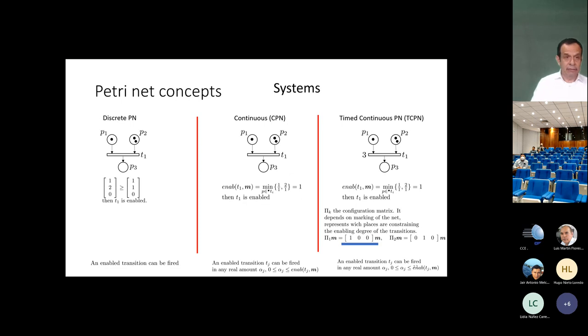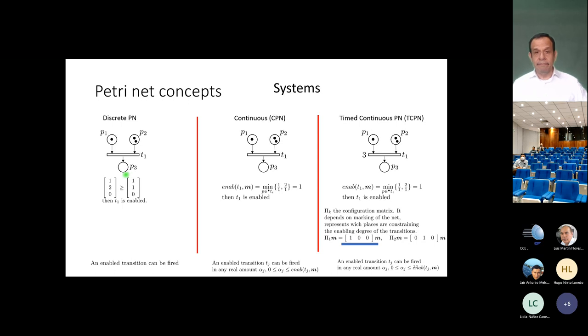Okay, there are some examples here. This transition in the discrete case is enabled because the weight of the arcs joining P1, P2, and P3 is represented in this vector: 1 for P1, 1 for P2, and 0 for P3, because there is no arc joining P3 with T1. And the marking of these places is this one. As you can see, this entry is greater or equal to this one. This is also greater or equal to this one, and so on. So this vector is fulfilling this for all the entries of this vector, so this transition is enabled.